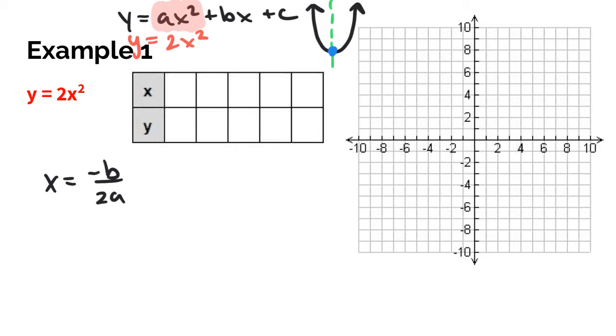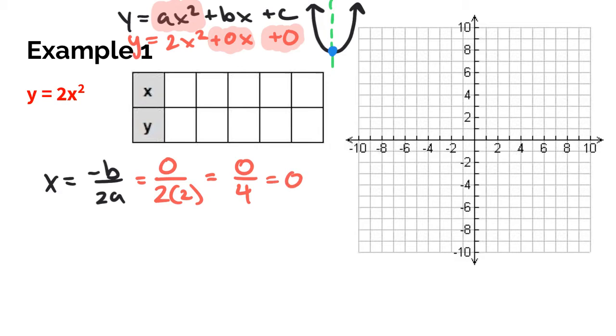Notice that when I have the function 2x squared and we're only looking at the quadratic term, we are missing the linear term as well as the constant term. If those terms are missing, that means the b and c values are, in each of these cases, 0. So in using my axis of symmetry formula, I have negative 0, or negative b, which is 0, divided by 2 times a, which is 2. Simplifying that, I get 0 divided by 4, which is simply 0.